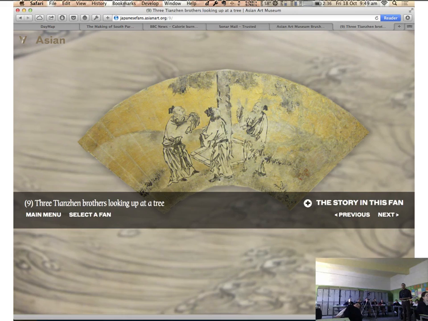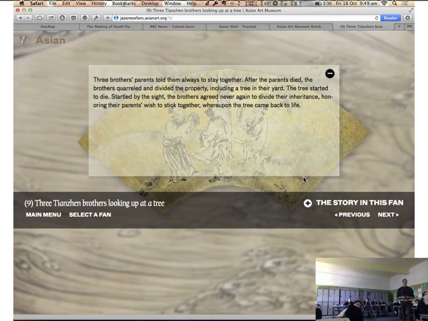Let's have a look. Three brothers' parents told them always to stay together. After the parents died, the brothers quarreled and divided the property, including a tree in their yard. The tree started to die. Startled by the sight, the brothers agreed never again to divide their inheritance, honoring their parents' wish to stick together. Whereupon the tree came back to life.